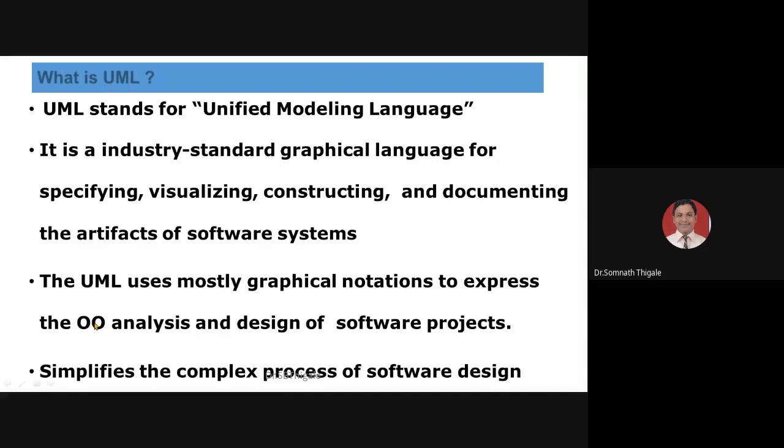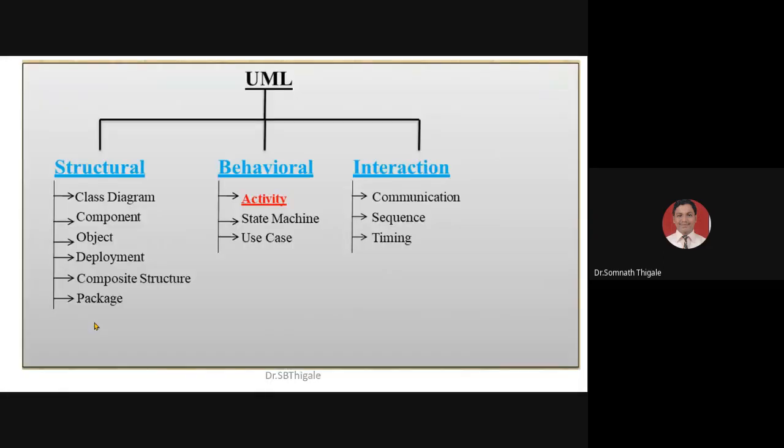The basic idea behind keeping analysis as a separate phase and design as a separate phase is to simplify the complex process of software design. Now, UML is a language we use for drawing different diagrams or graphical representations of software systems. We have categorized the diagrams into three parts. The first one I'm calling a structural diagram, the second a behavioral diagram, and the third an interaction diagram.